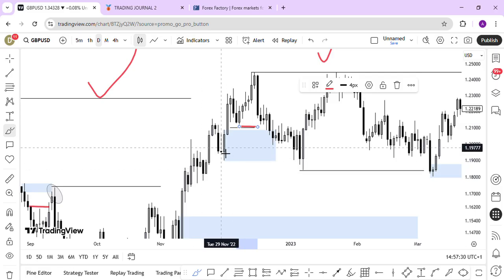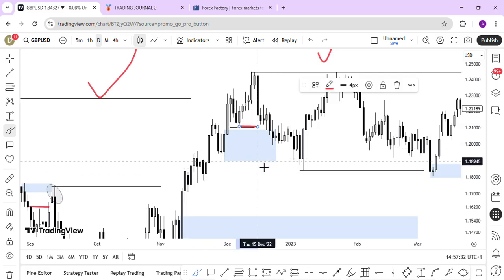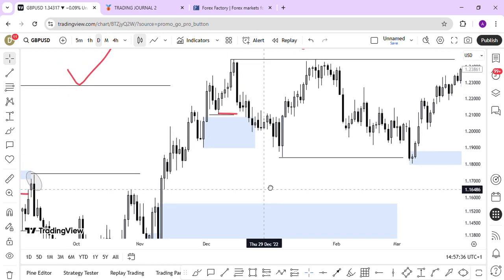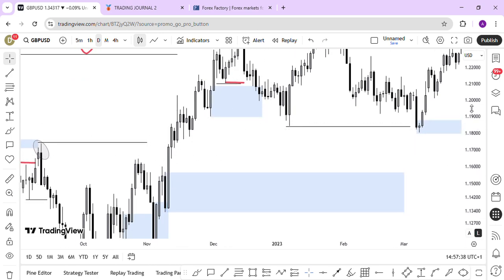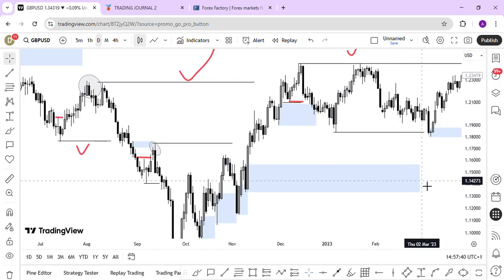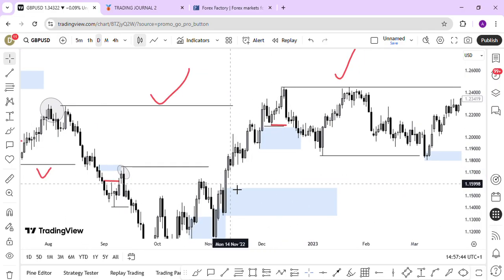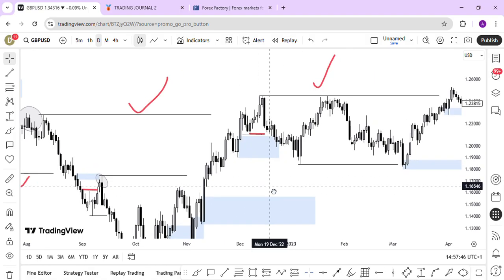Then this is my decisional order block. Remember I said we have two order blocks that we'll be waiting for. This is the first one and this is the second one. These are the only two order blocks that are valid. The market is likely to come to them because they have a fair value gap and they meet all our criteria.